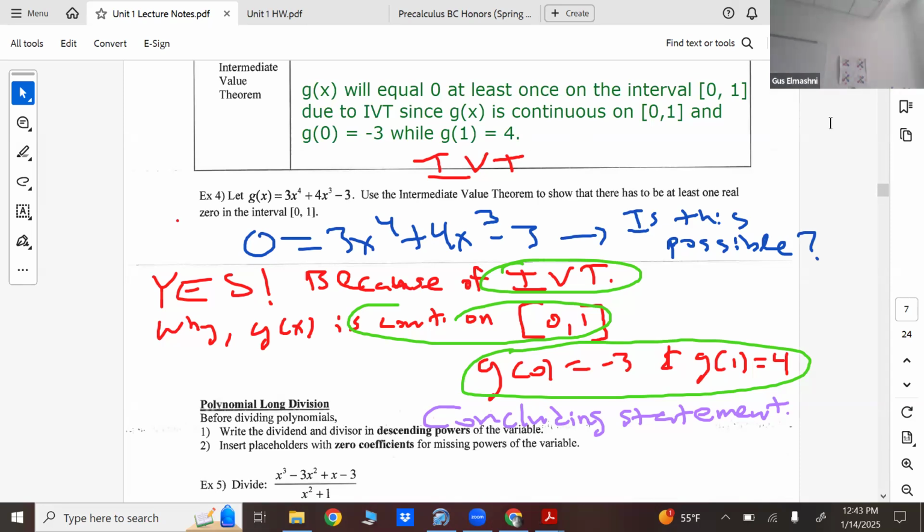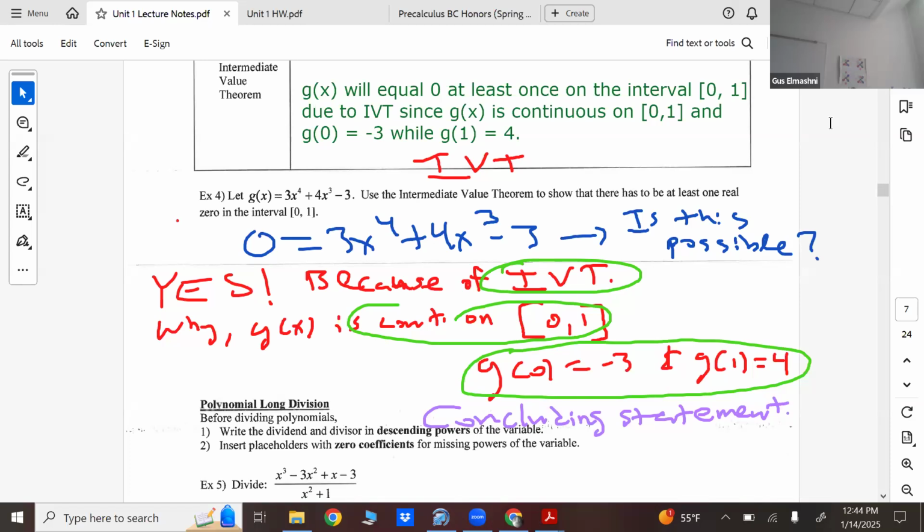g of x will equal 0 at least once in the interval from 0 to 1 due to IVT, since g of x is continuous on the interval. When I think about it, I kind of just repeated myself, because really I just took these three things and articulated them in a more grammatically better way, I suppose. But what I'm looking for is that statement.